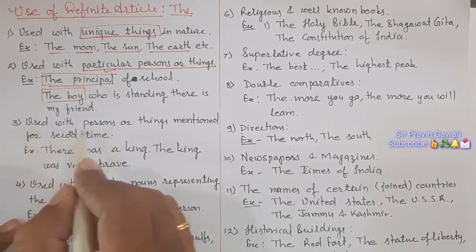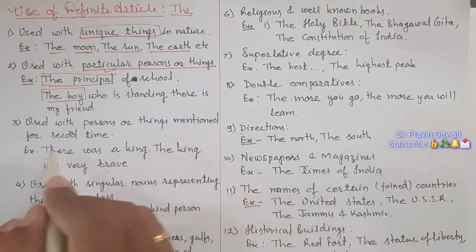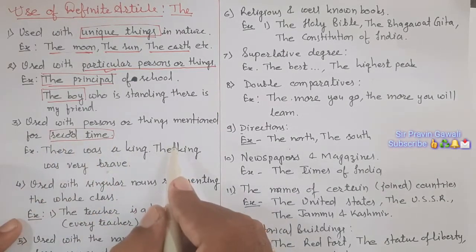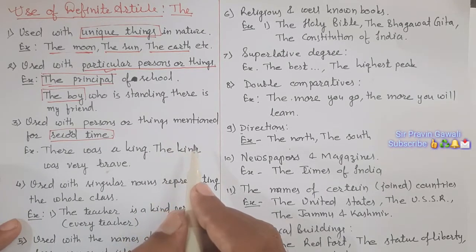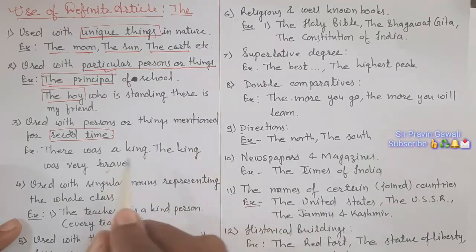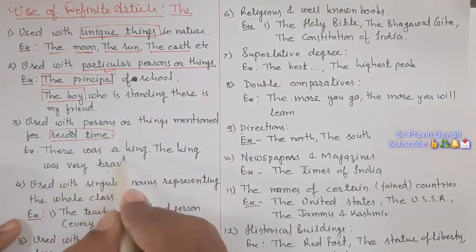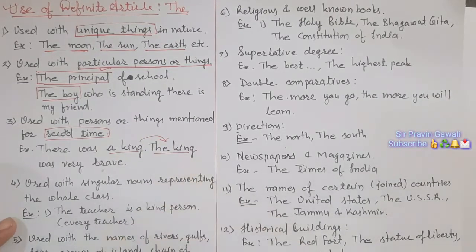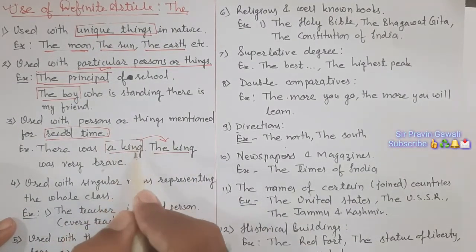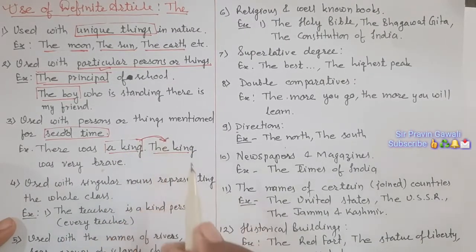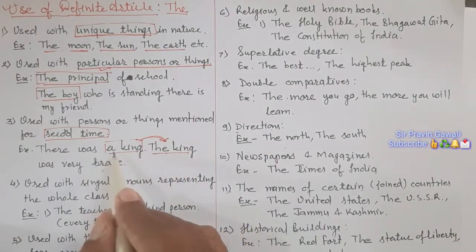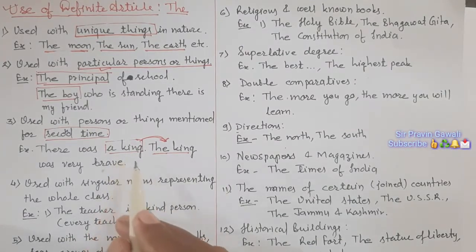Next one, used with persons or things mentioned for the second time. When a person or thing is mentioned for the second time, that time we will use the article for the previous person or thing. For example, there was a king. The king was very brave. So "king" is used in the first sentence and again in the second sentence. That time "a king" becomes "the king", because it was already mentioned in the earlier sentence.